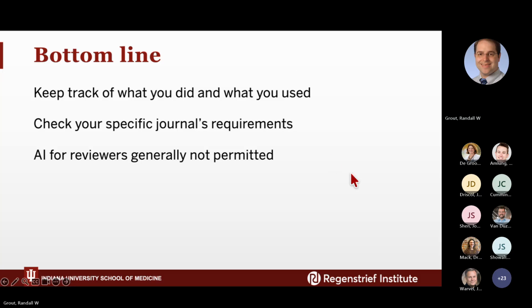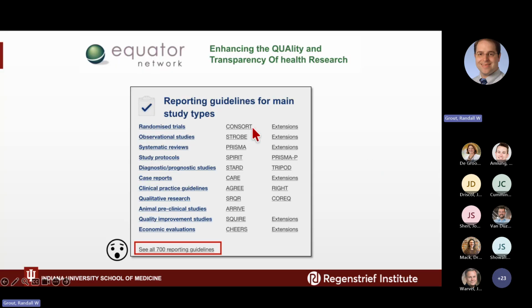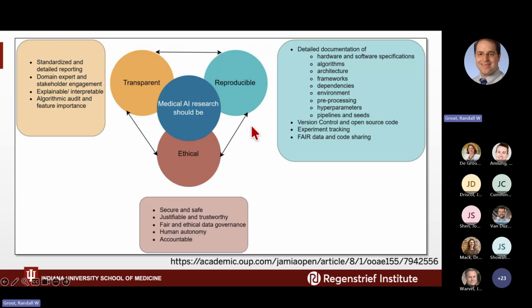All right, let's move to the next section. Frameworks for reporting AI. Some people may be familiar with the frameworks for reporting clinical trials. Things like CONSORT and STROBE and PRISMA for systematic reviews, SPIRIT for protocols. AGREE is actually one for guidelines, kind of meta. But you have a lot of these. Oops, I'm going to come back up here. I accidentally hit the scroll button.